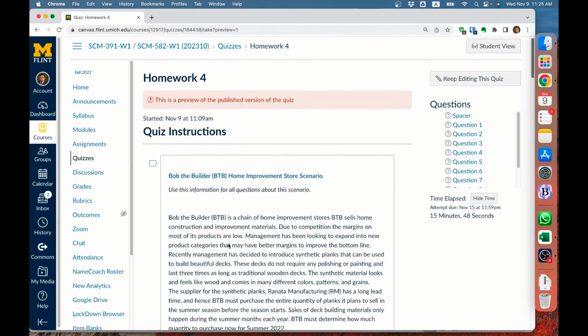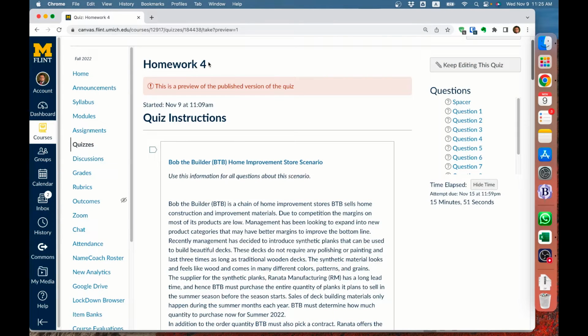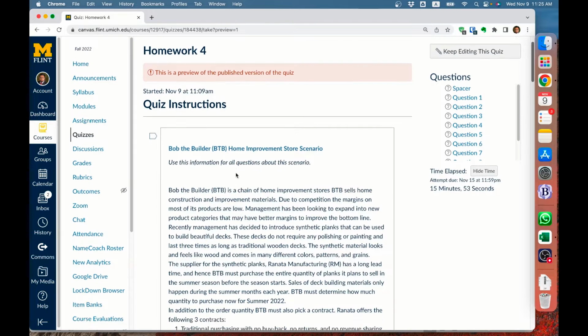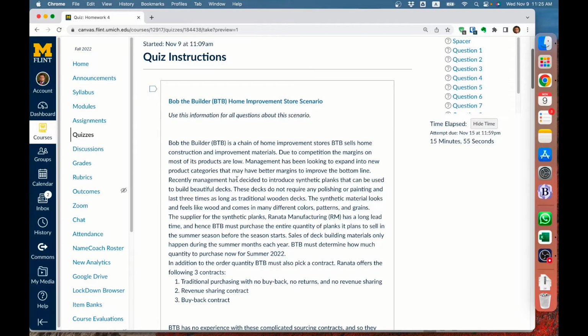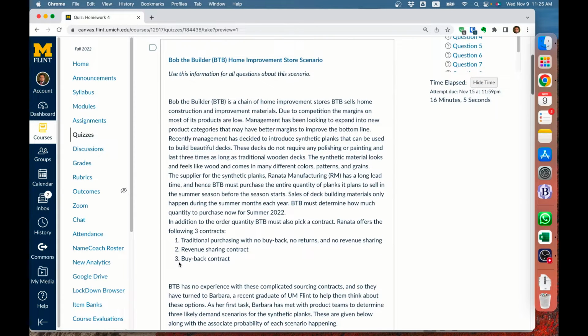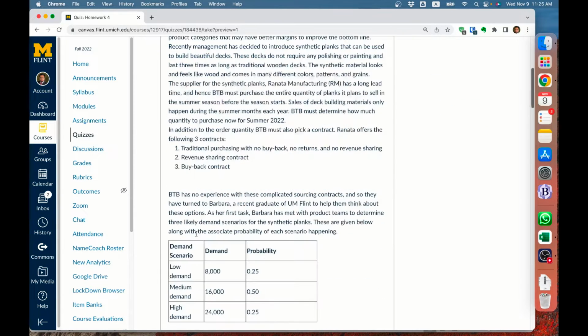This is maybe homework 4 in the supply chain management course for you, or if it's not homework 4 and you have a similar situation, retailer and manufacturer, and you want to analyze purchase contracts or sourcing contracts, you can follow the logic and the analysis that we are going to do in this video.